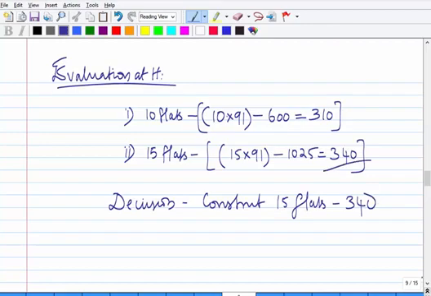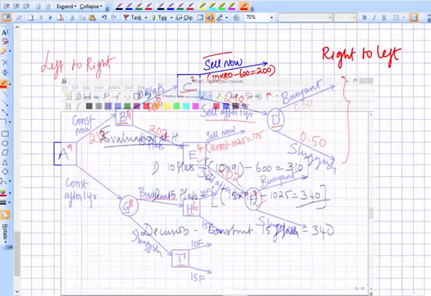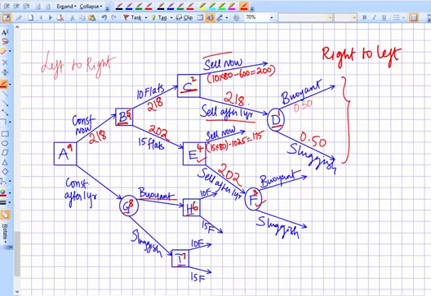So let's go back to the diagram. We'll indicate at H you have compared 10 and 15 flats. We have compared 10 and 15. So we decided to go with 15 flats because the market condition is buoyant. With 15, it means we get 340. Okay. So now let's do the evaluation of I. Let's do that first.